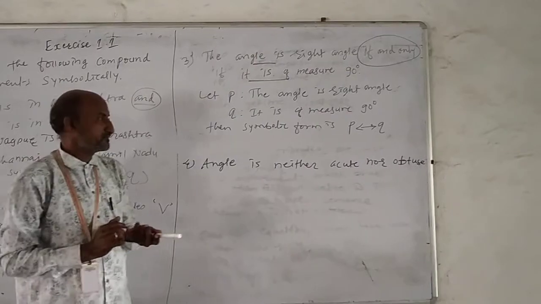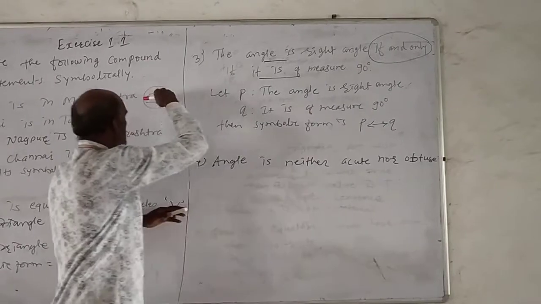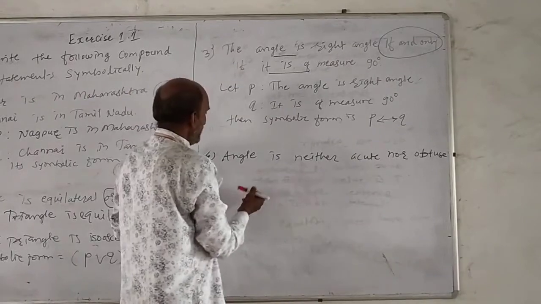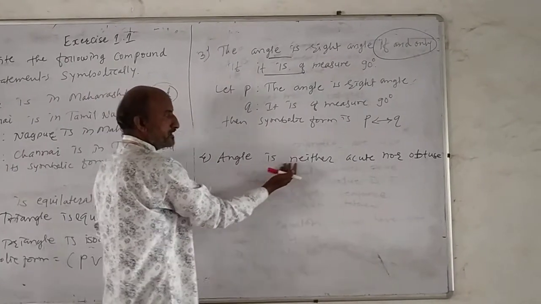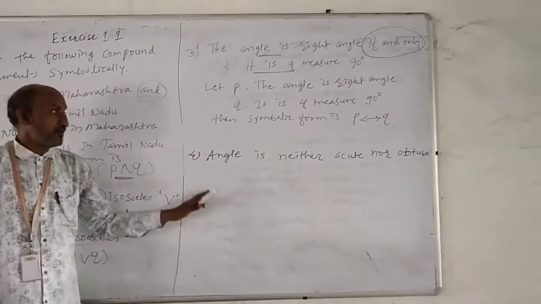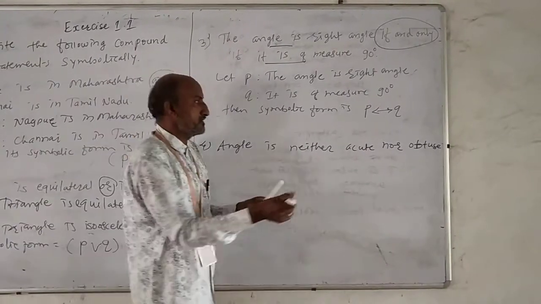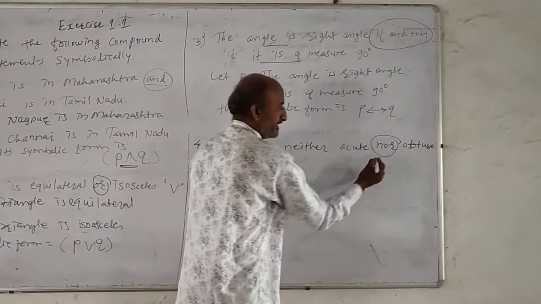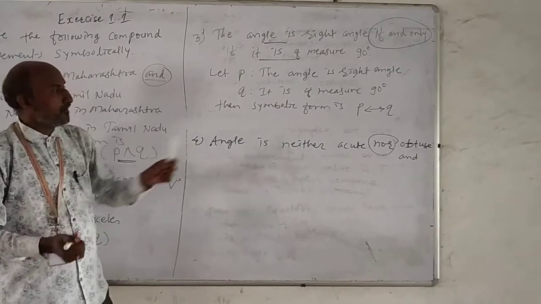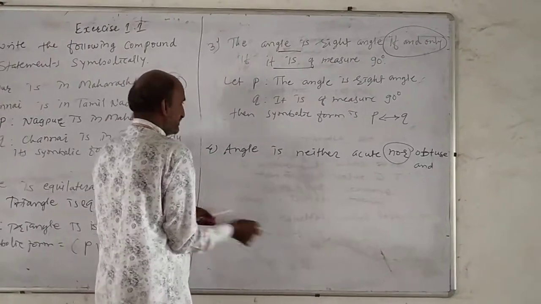Ready? Try to understand. These connectives are used here: and, or, if and only if. Here, the next question is that the angle is neither acute nor obtuse. See, what is that? See the connective. Which connective is used? Nor. It is the same as and. Nor, and: same as and. Then write the answer. Again consider.